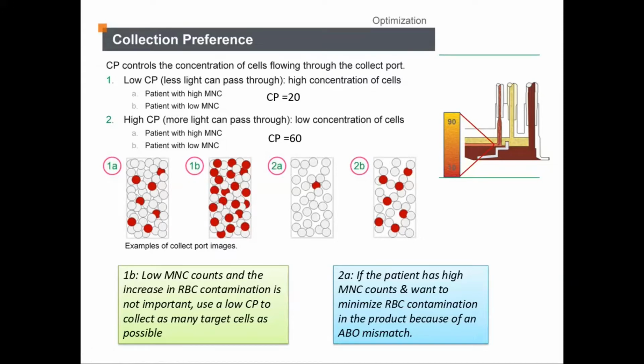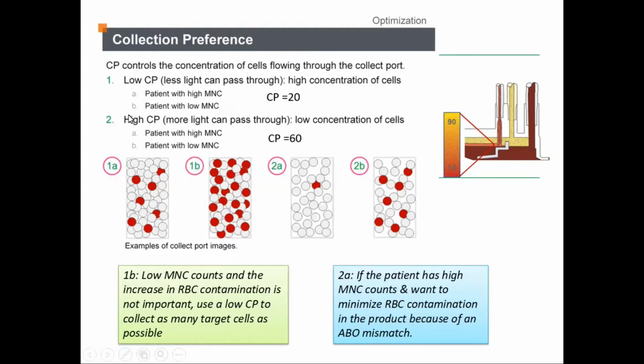Because the patient has a low mononuclear cell count, you try to take as many stem cells as possible. That always comes with the risk of RBC contamination. You should keep this in mind. It is easily acceptable in an autologous setting where there is no cryopreservation, or in an ABO compatible transplant.